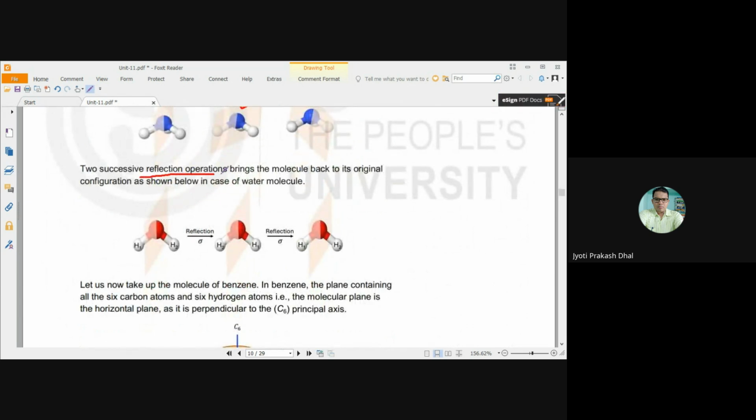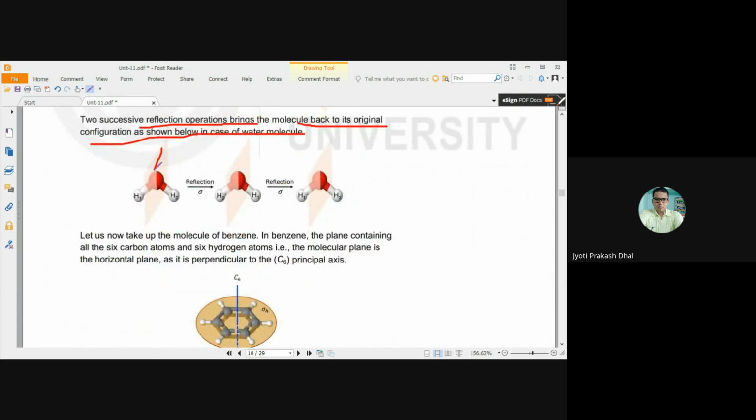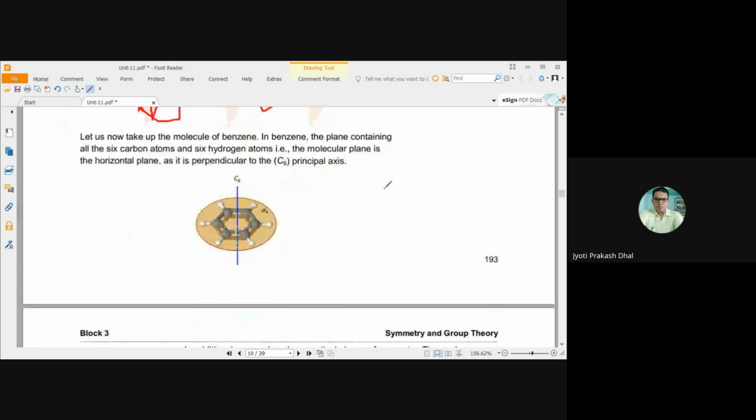Two successive reflection operations bring the molecule back to the original configuration, as shown below. If we perform reflection along this plane, H1 will move to the H2 position and H2 to the H1 position, so there will be an interchange in the positions of the two hydrogen atoms. If we perform the same operation again, we get the identical molecule. Now let us consider the example of benzene.